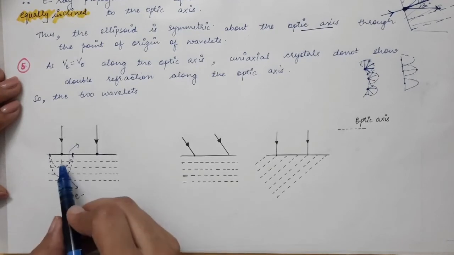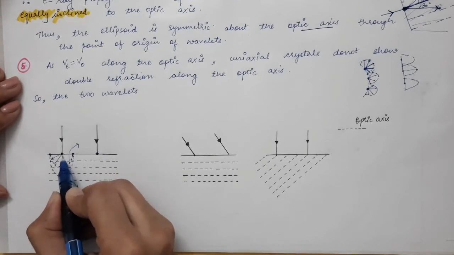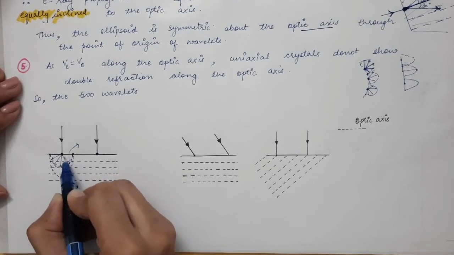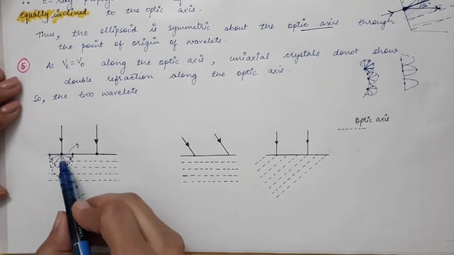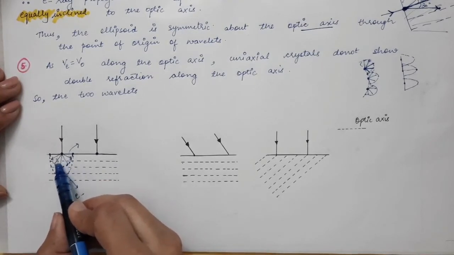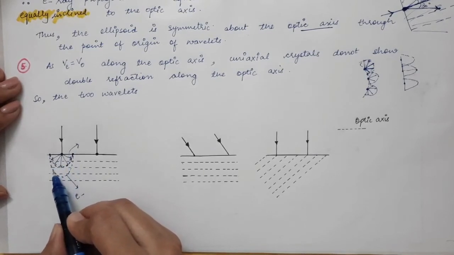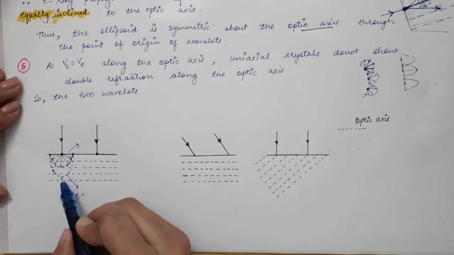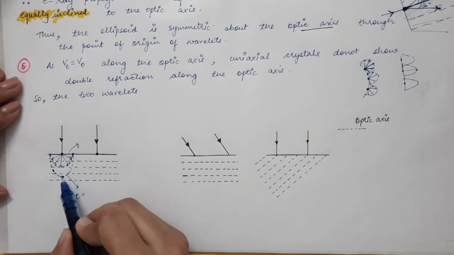But you can see that in all other directions, the O ray travels the same distance in all the directions, whereas the E ray, let's say, travels this much distance in this direction, then its distance increases in this direction, then increases again in this direction, and it is maximum along this direction.